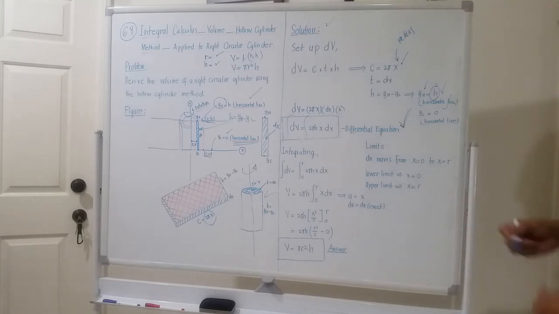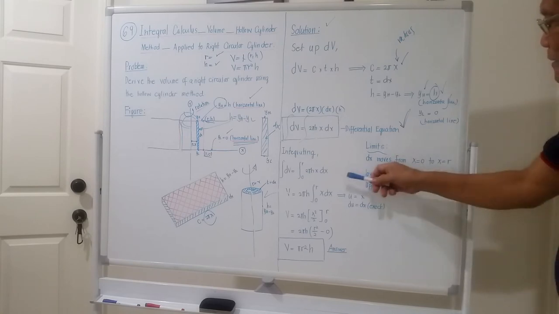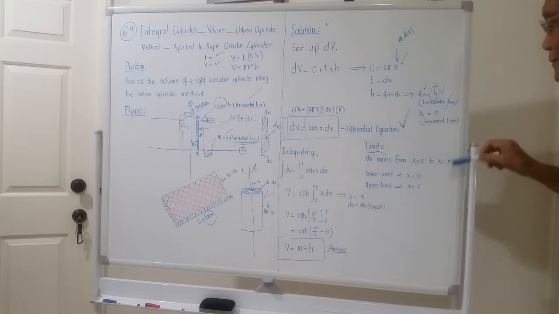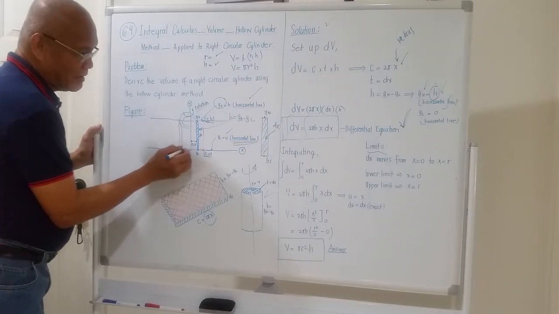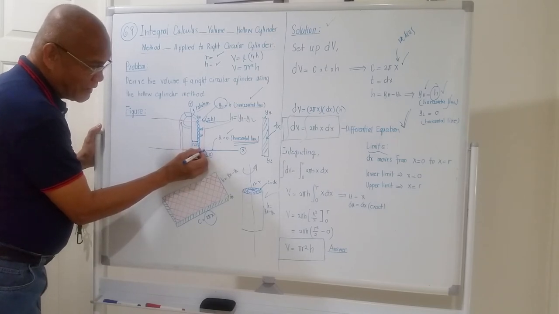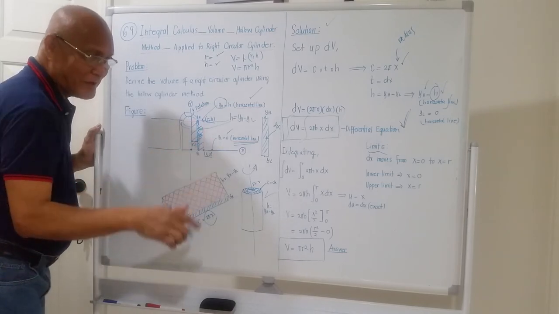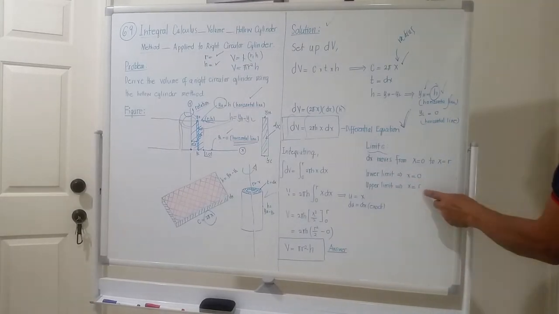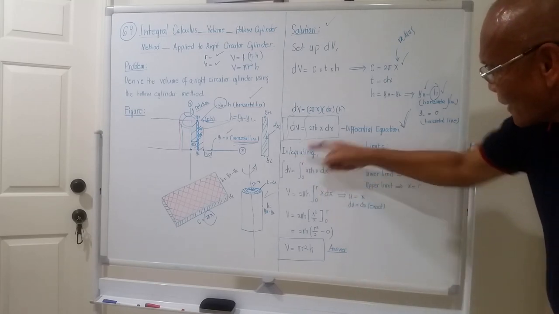Okay, let's go with the limits. For the limits, our variable is x, right? So x moves from 0 to r, to complete the volume. The lower limit is 0 and the upper limit is x equal to r. So the limit on the right hand side will be from 0 to r.